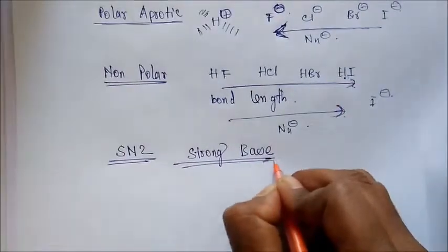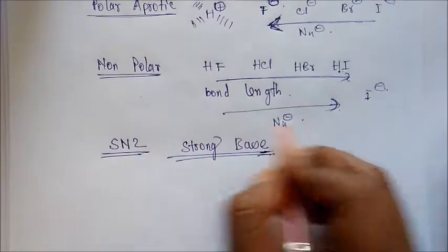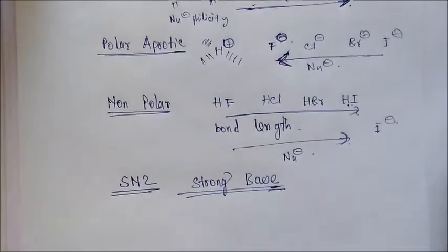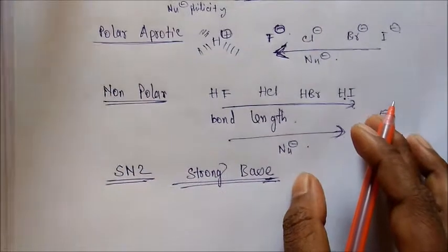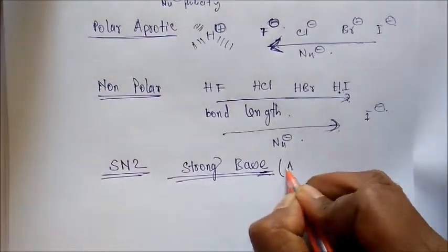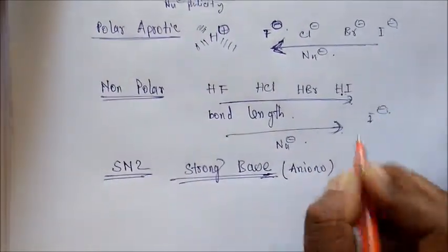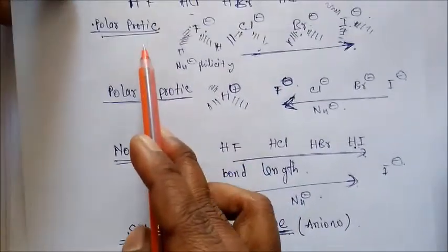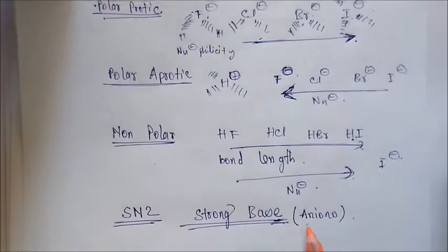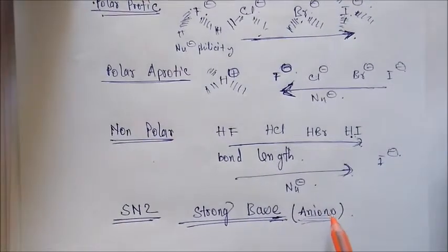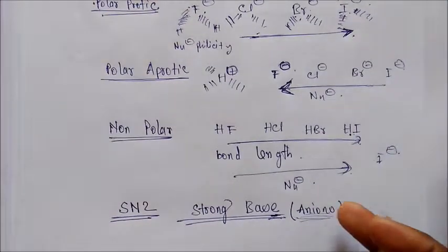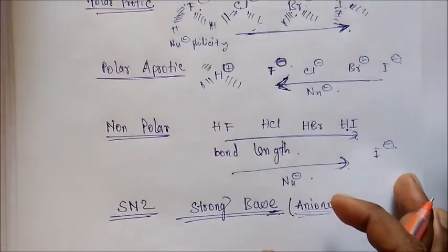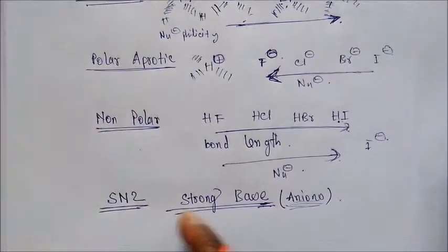Here the nucleophile will act as a base. So we need a strong base, and we know that most of the strong bases are negatively charged, so most of the strong bases are anions. If we take a polar protic solvent, what will it do? It will solvate the anions. So if we use polar protic, then the anions will become less effective because of solvation. So we should avoid the polar protic solvent in the case of SN2 reaction.